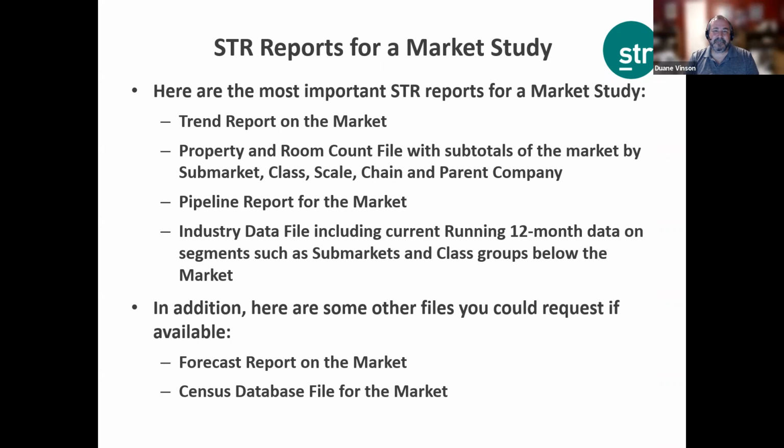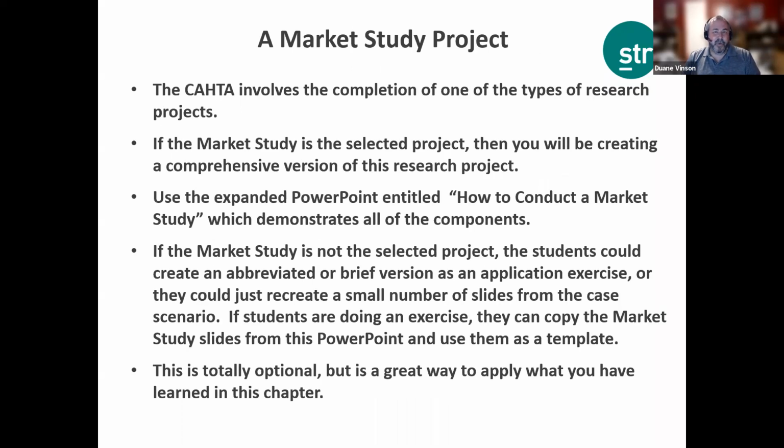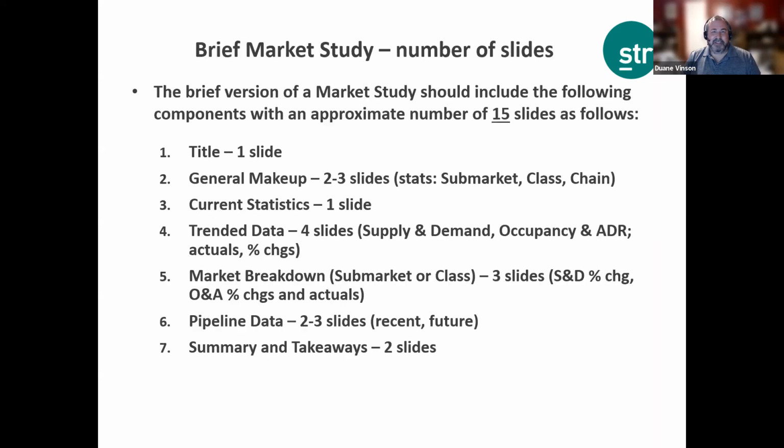All right, so we're giving you your trend reports. You have property and room counts. You have a pipeline report. You have industry data files that include 12-month moving average data. I've also, I think, included a forecast report, and I think I threw a map in there as well of the market and the sub-markets. We've already talked about this for the market study project.